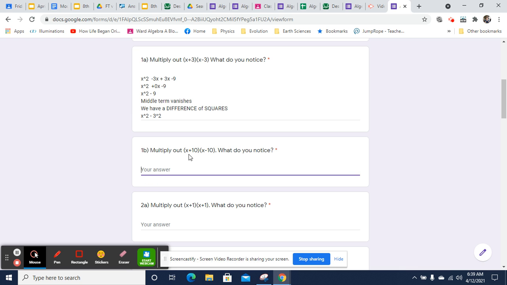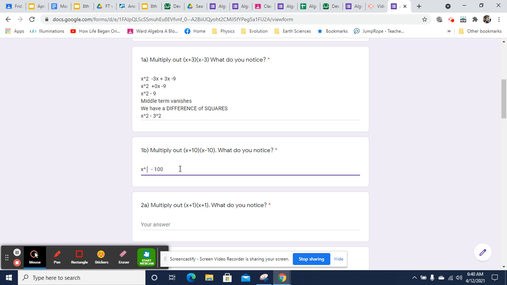So you might notice I've got an x plus 10 and an x minus 10. Basically I'm multiplying the sum and the difference between x and 10. You might predict you're going to end up with x squared minus 100, or x squared minus 10 squared, and you'd be right. But let's go through it and prove it. So we got x squared. We're going to have a minus 100 because 10 times negative 10 will be negative 100.